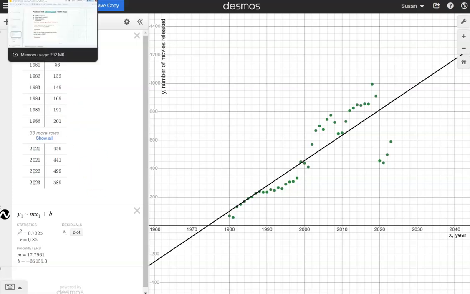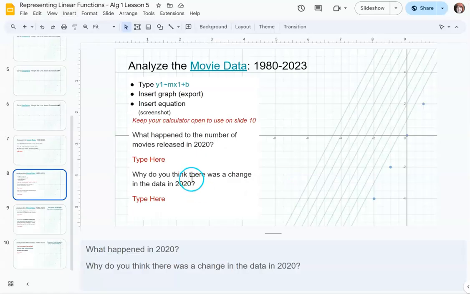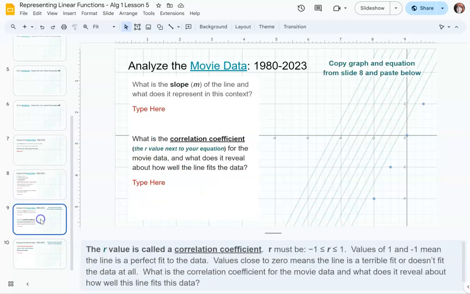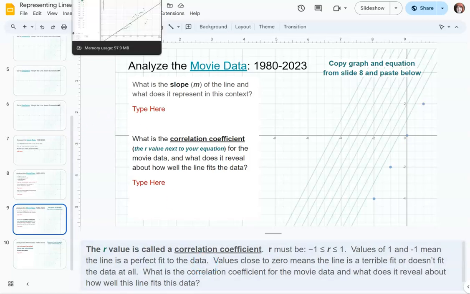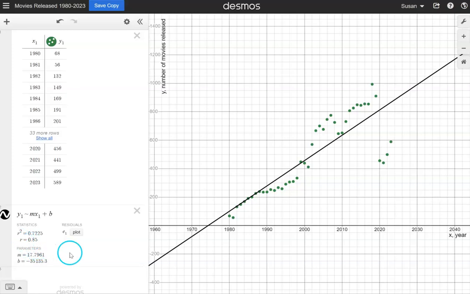So once they do that, here's where the new stuff comes in. This is new. On this slide, we're going to talk about the R value, which is called the correlation coefficient. I say that over and over again. Every time they point at it or talk about it, I call it the correlation coefficient. Why is it R? I don't know, but that is what it is. And it's right here. It's actually 0.85.